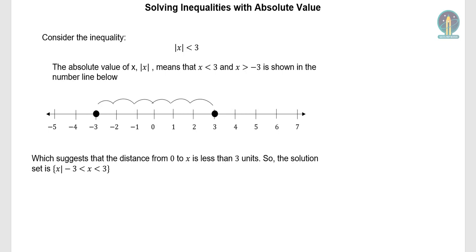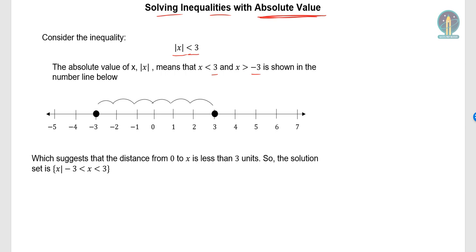In this concept, we're going to talk about solving inequalities with absolute value. Now consider the following inequality. The absolute value of x is less than 3. Now what does this mean? When we have the absolute value sign in an inequality, what we do is that we take both the positive and the negative of the number that's on the other side of the inequality.